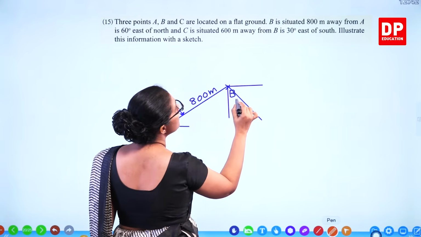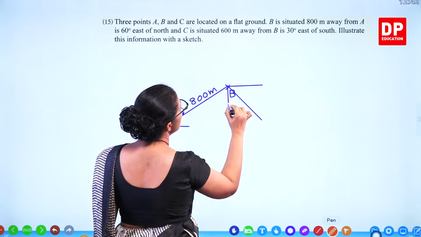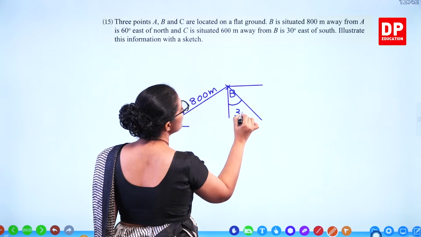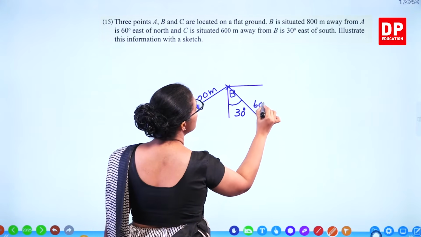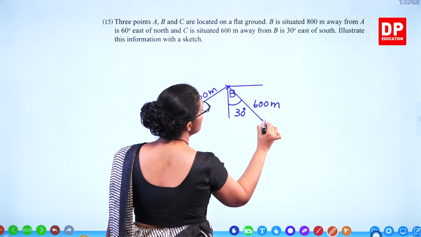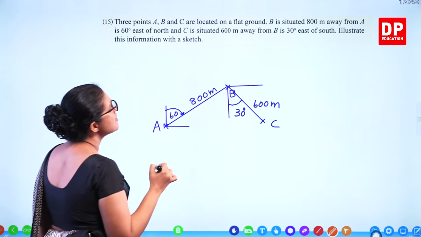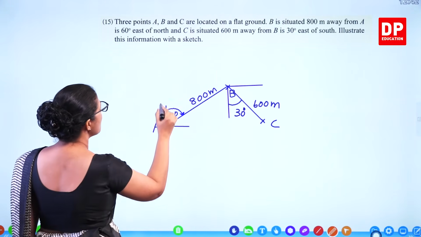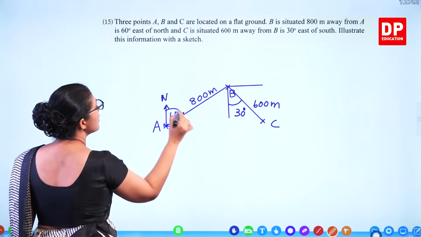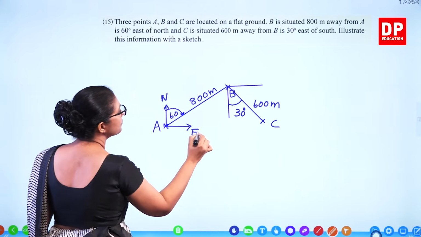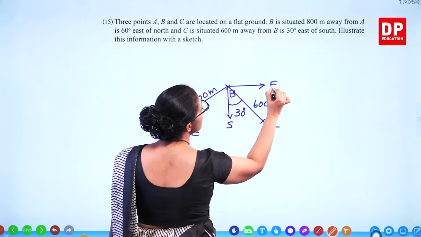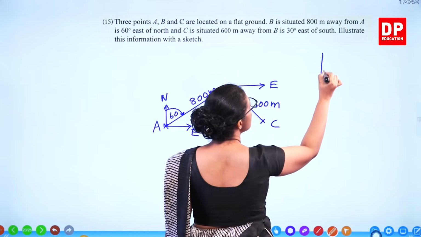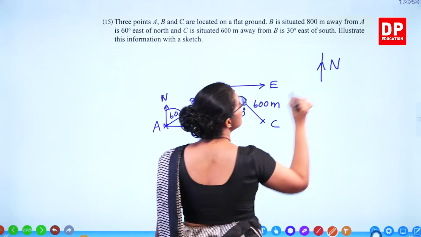So this is 30 east of south, means this is 30. And this is 600 meters, so this is point C. So we have to mark this is north, this is east, and this is south, and this is east. So normally we take this side as north.